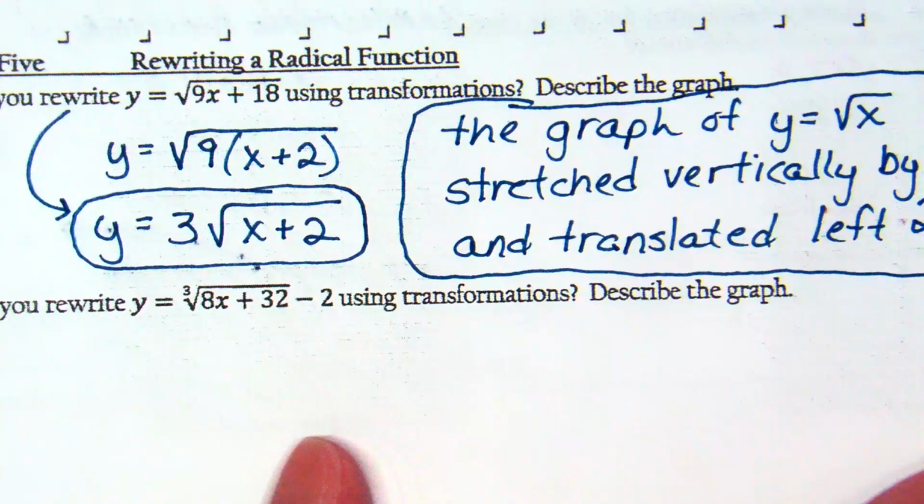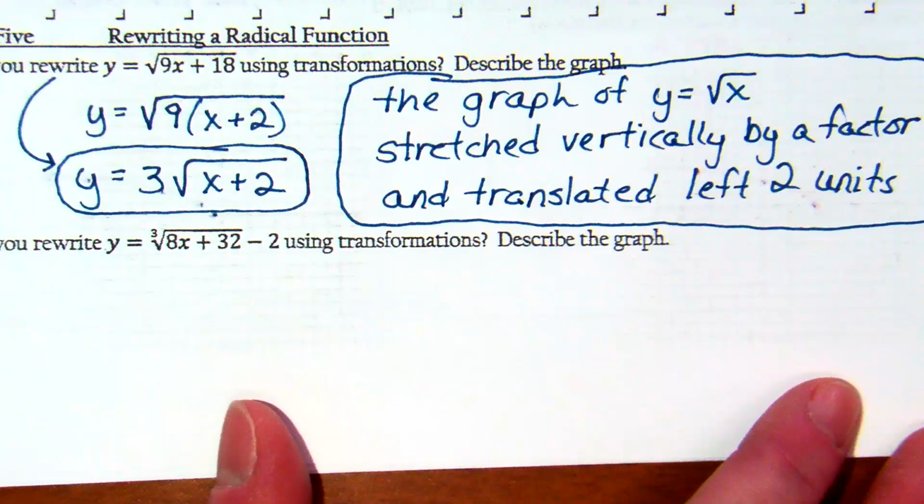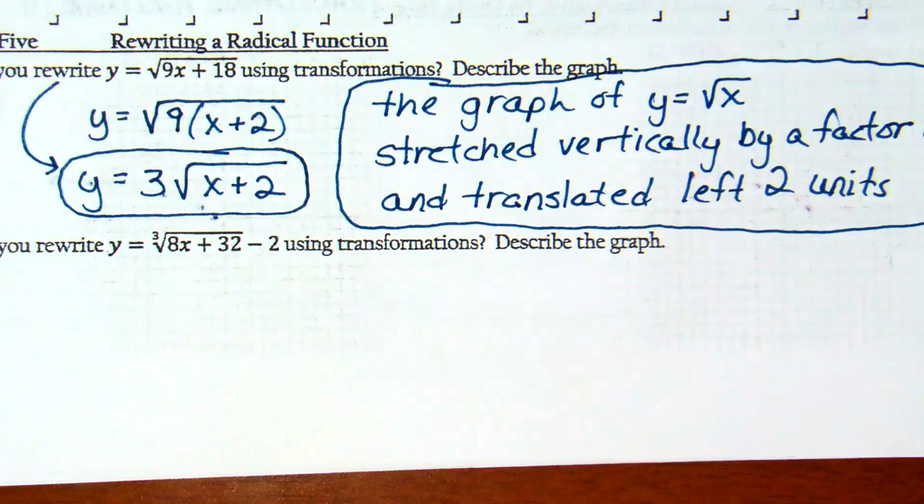But that's good. I know some of you try to be minimalist and just give me the basic words of left 2. I always appreciate more than left 2 that you tell me what we're doing. The official word is translating it. Moving left 2, shifting left 2, those work. And it is stretched by a factor of 3. I can live with or without the vertical, but it's good practice. And again, good practice to tell me what graph we are doing this to. Was this a square root, a cube root? Was this a parabola? What was this?